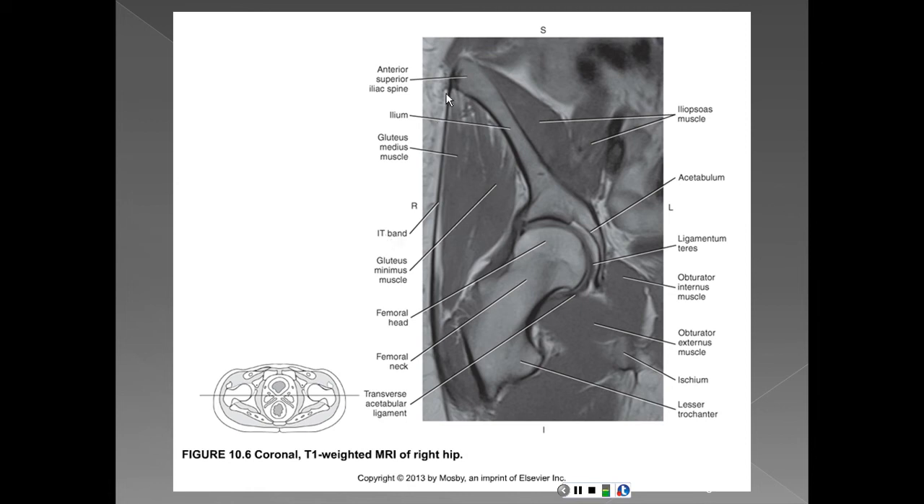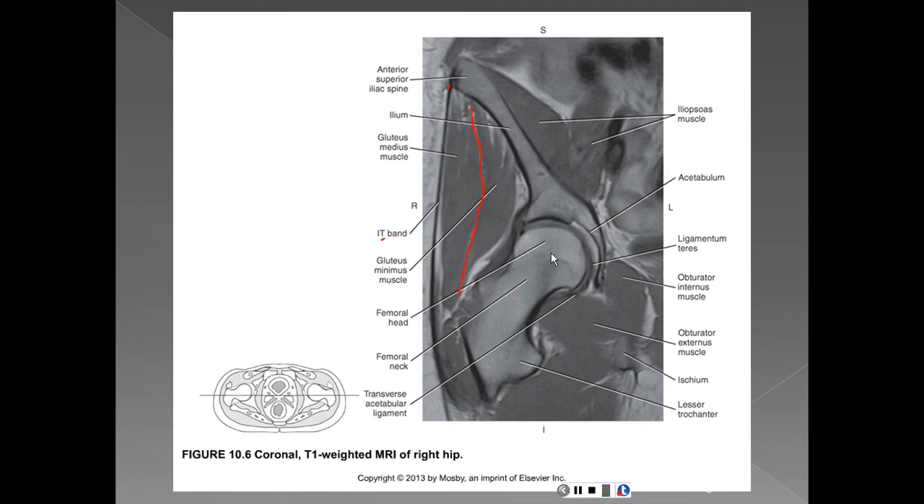So this band stretches all the way down to what? The T, tibia. And you have the gluteus minimus muscle. So right here is the demarcation of those two muscle groups. So you have the gluteus medius and you have the gluteus minimus, and this is the femur.